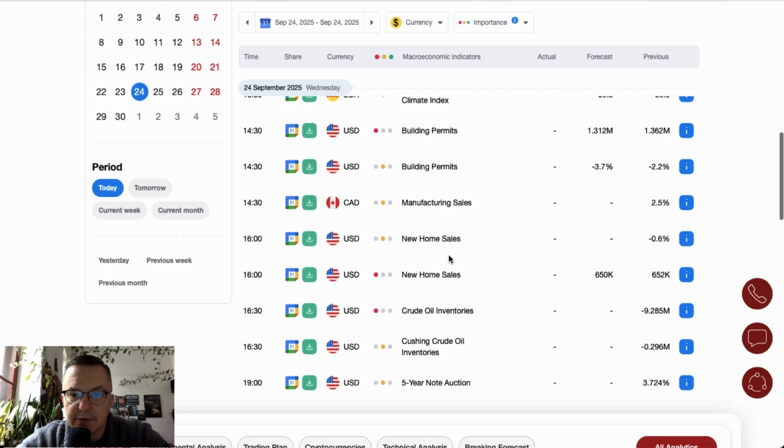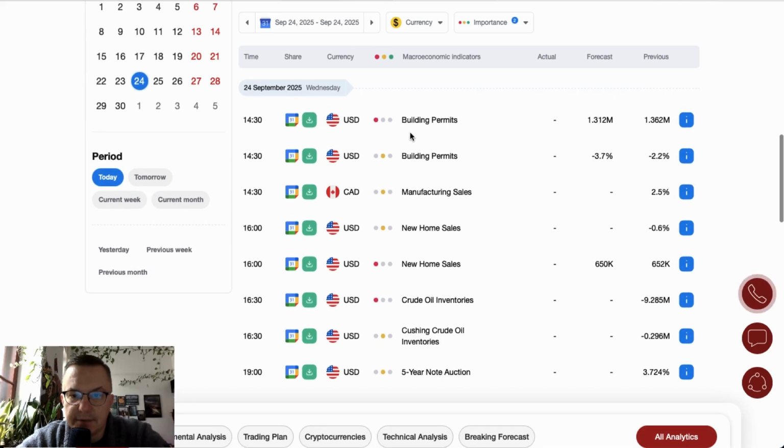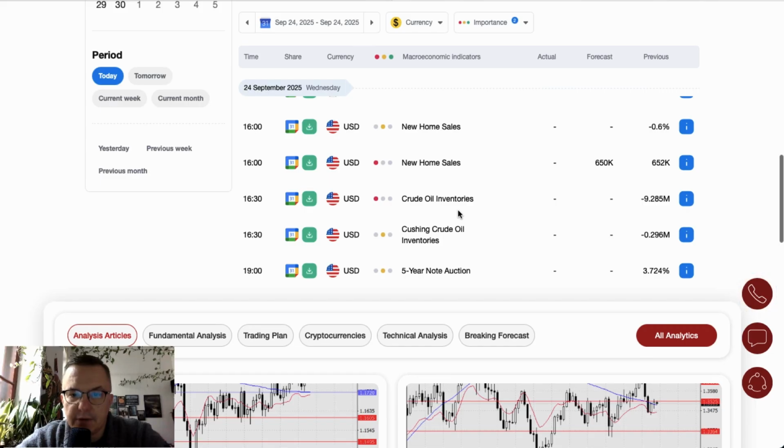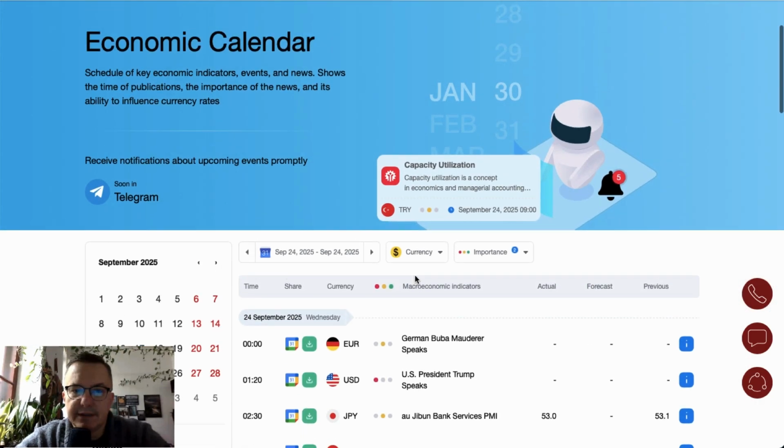Then we jump to the US session. We start with building permits, scheduled for release at 2:30, together with the manufacturing sales from Canada. At 4 o'clock we get new home sales, and 30 minutes later crude oil inventories, including Cushing crude oil inventories. So those are the two most important data releases during the US session. And then at 7 o'clock, we get the 5-year note auction. That's about today's calendar.